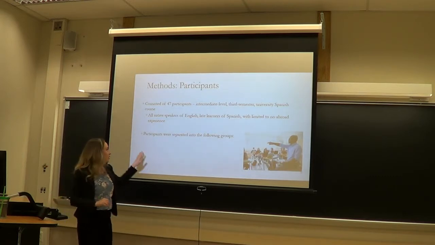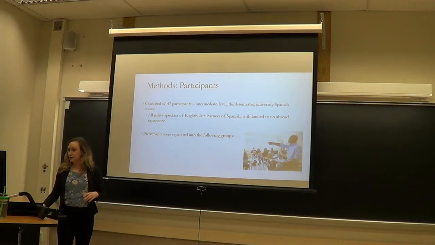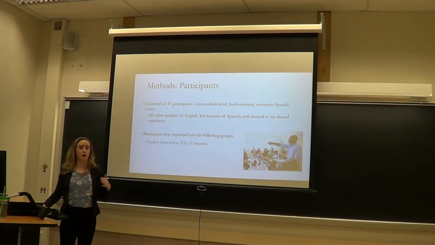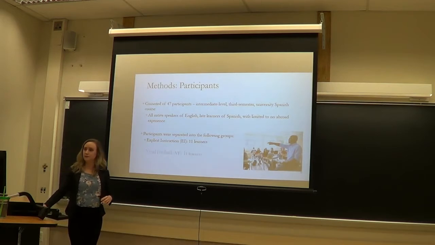And then here I'll show you how the participants were separated into groups, and these were all randomly assigned groups. Explicit instruction, 11 learners. Visual feedback, 11 learners. Combination instruction, 14. And the control group had 11 learners.